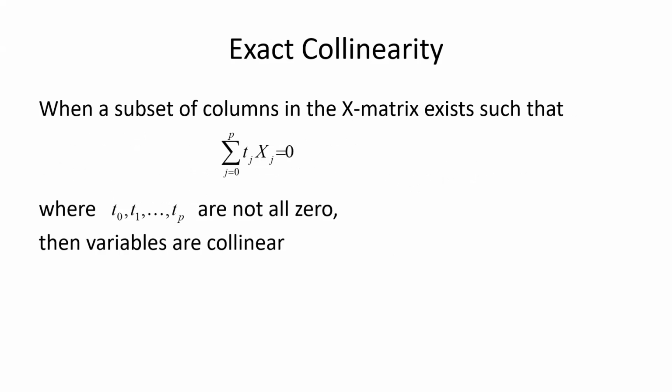Let's talk first about exact collinearity. And there's a formal definition. When you have a linear combination of the x variables that is always zero, where you can choose the t's here as you want, then you have exact collinearity. The t's, of course, cannot trivially be all zero.